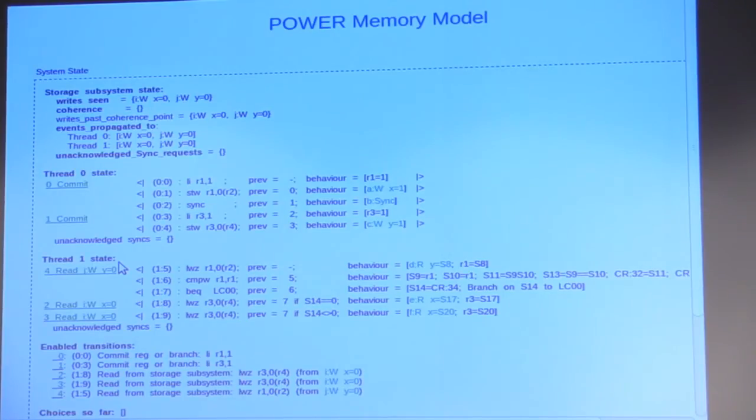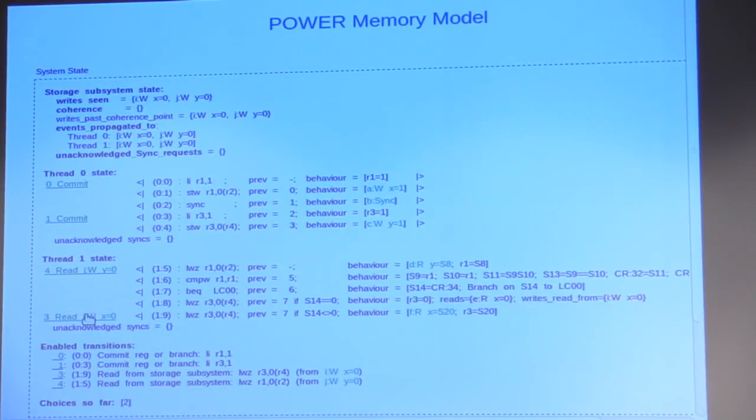I'm not going to describe it in great detail, but there's some stuff for the storage subsystem that models the coherence order commitments which have been made so far and the list of events that have been propagated to each thread. And there's some pipeline model for thread 0 and a pipeline model for thread 1. And then there are these green things which are the allowed transitions of our model. And we can click on them. So you can see here that those final two loads are both enabled right now in the initial state.